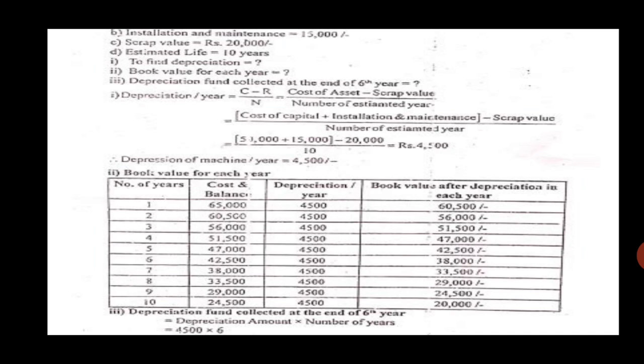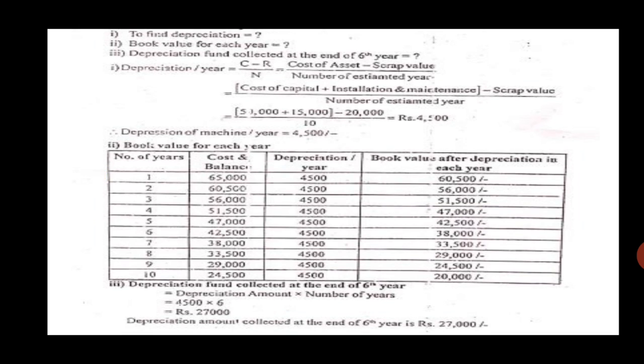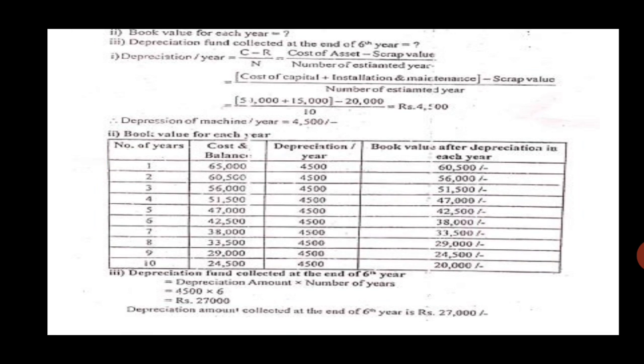So here it is 50,000 plus 15,000 rupees installation charge, that is totally 65,000, minus the scrap value which you are going to get after 10 years as 20,000 rupees. So 65,000 minus 20,000 is 45,000, divided by 10 is 4,500 rupees. So the depreciation of the machine per year is 4,500 rupees.